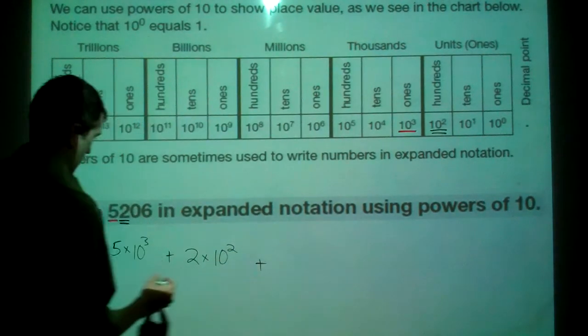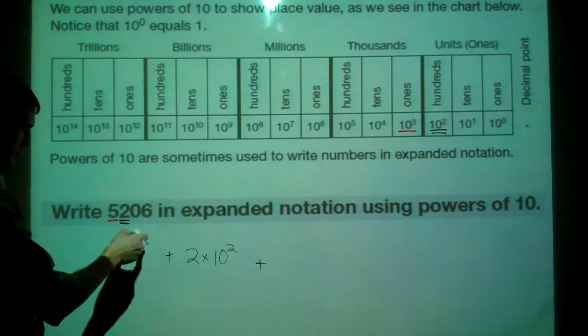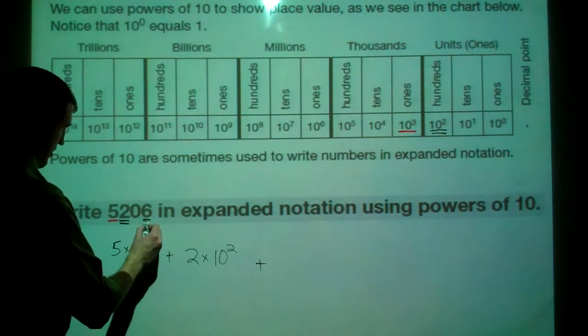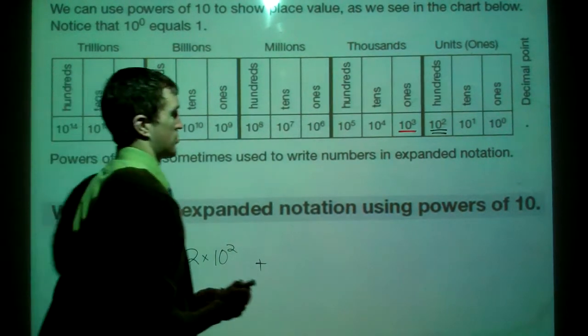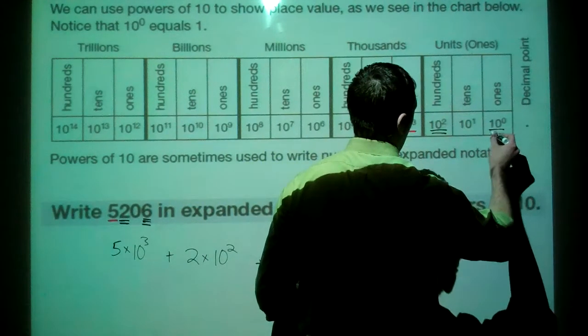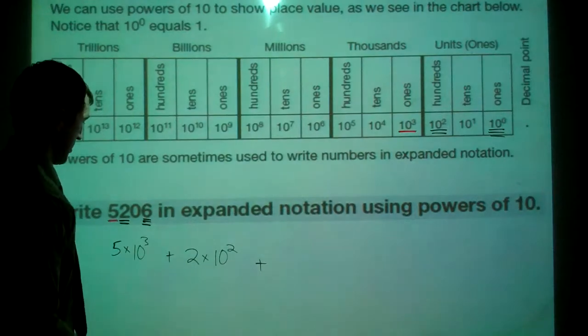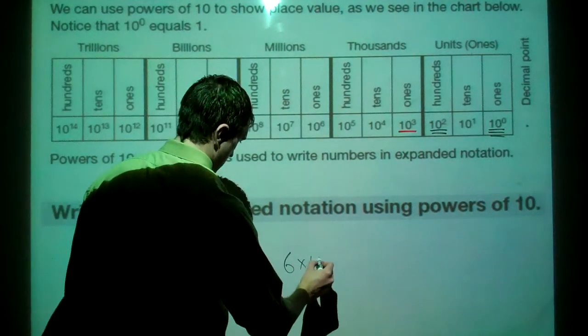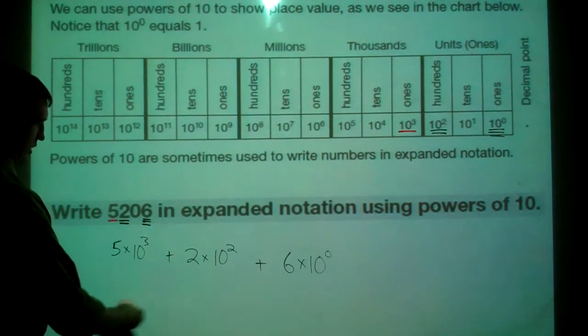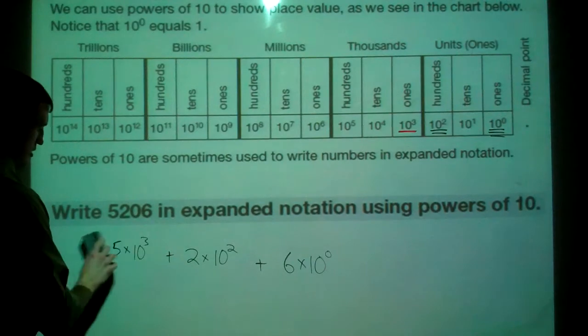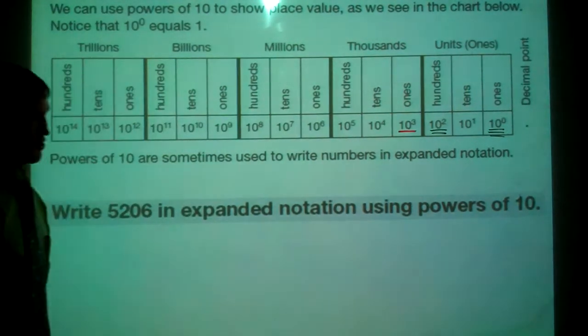We're going to add to that. We don't have to do anything with 0 because that's by itself. Oh, it's 0, so we don't need to factor it in. 6 is in the ones place. So it'll be 6 times 10 to 0. So that would be our expanded notation for that number. 5,206. If we went through and calculated all this, we would get this number. That's just to show the place value of each number.